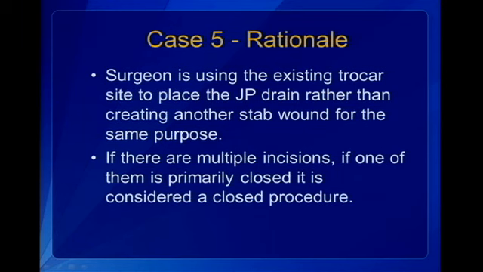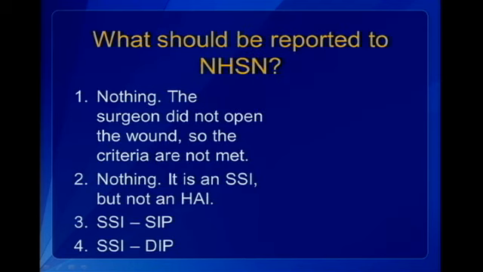Primary close. Very good. Case 5, the rationale they're using for this one, the surgeon was just using that existing trocar site to place the JP drain rather than creating another stab wound. And if there are multiple incisions and one of them is closed primary, the whole procedure does meet criteria for a primarily closed procedure. What should be reported to NHSN? Well, nothing in terms of that, the surgeon did not open the wound, so the criteria are not met. Nothing, it's an SSI but not an HAI. It should be a superficial incisional primary or a deep incisional primary.